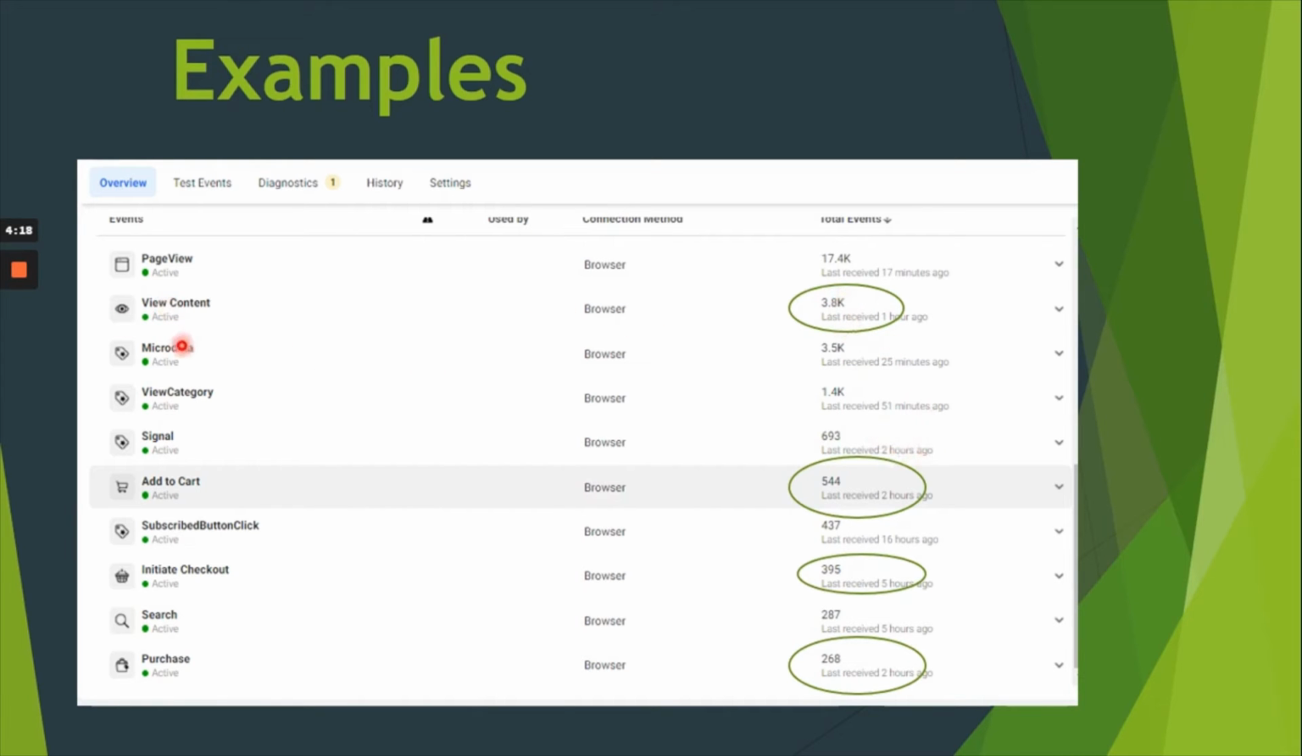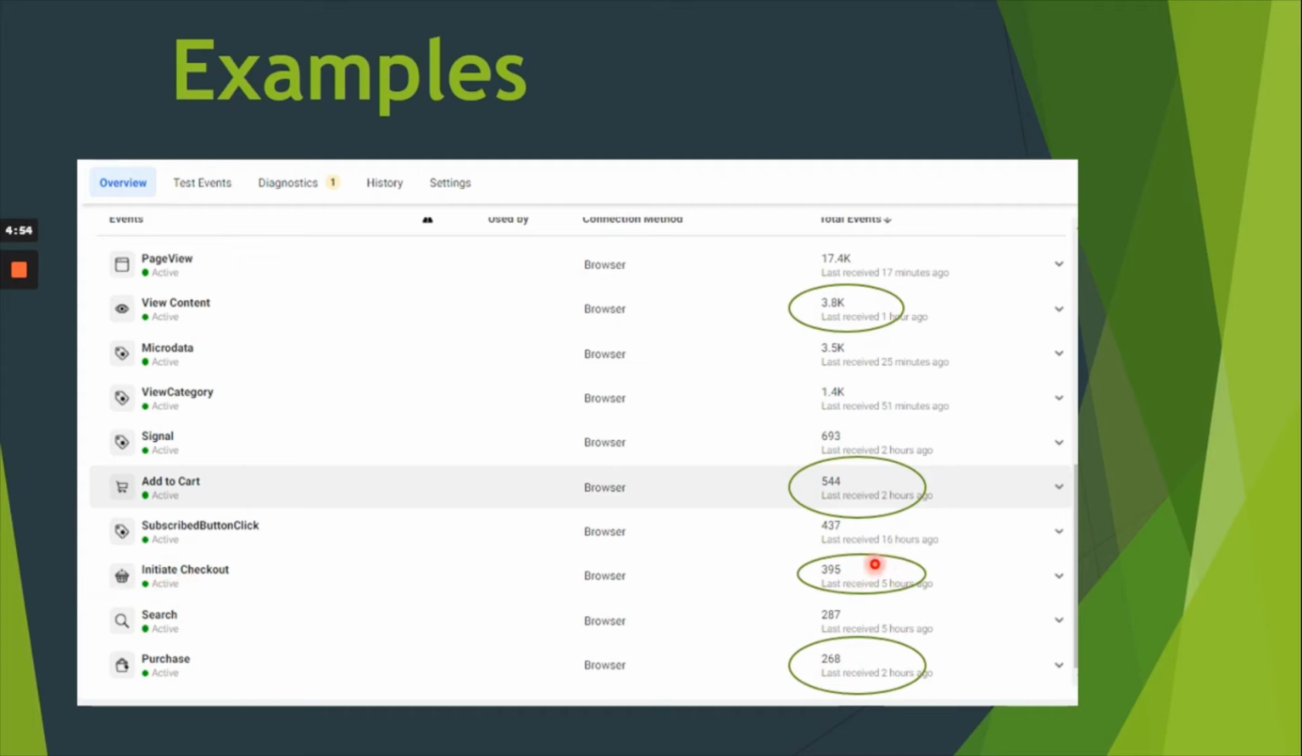And then what happens? Out of this number, only 544 people added items to their cart, and the other people just left the store without doing anything. I mean, they didn't add items to their cart, and they just bounced from the store. Okay, so out of these 544 people, only 395 people did the initial checkout.